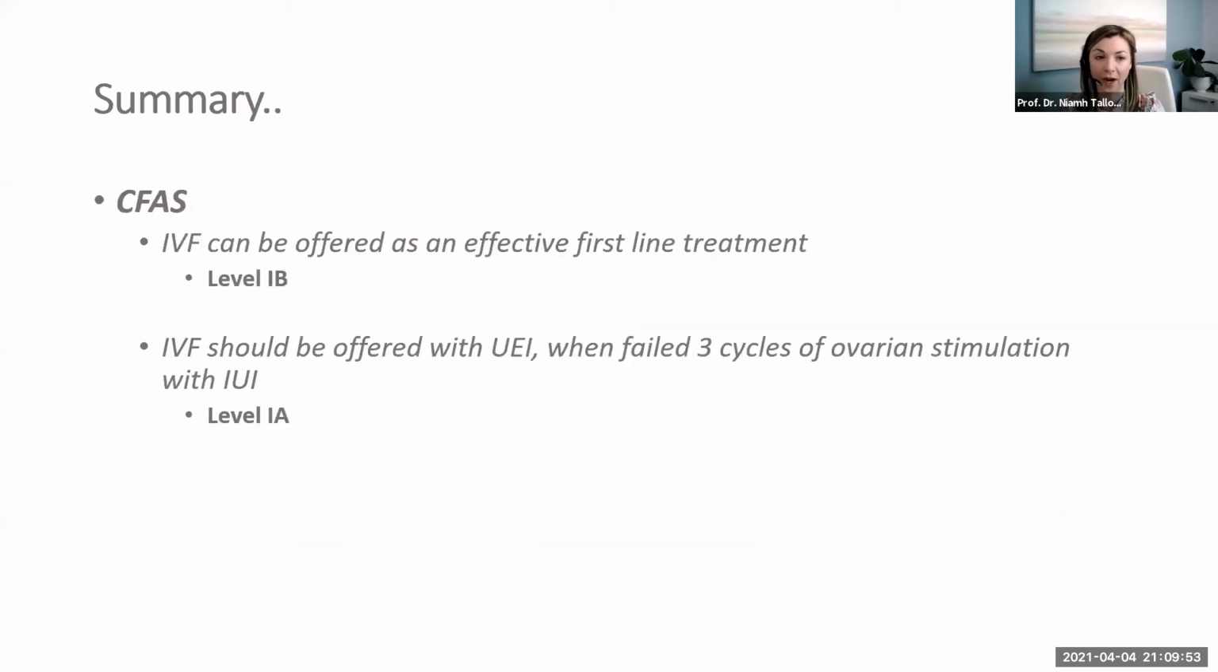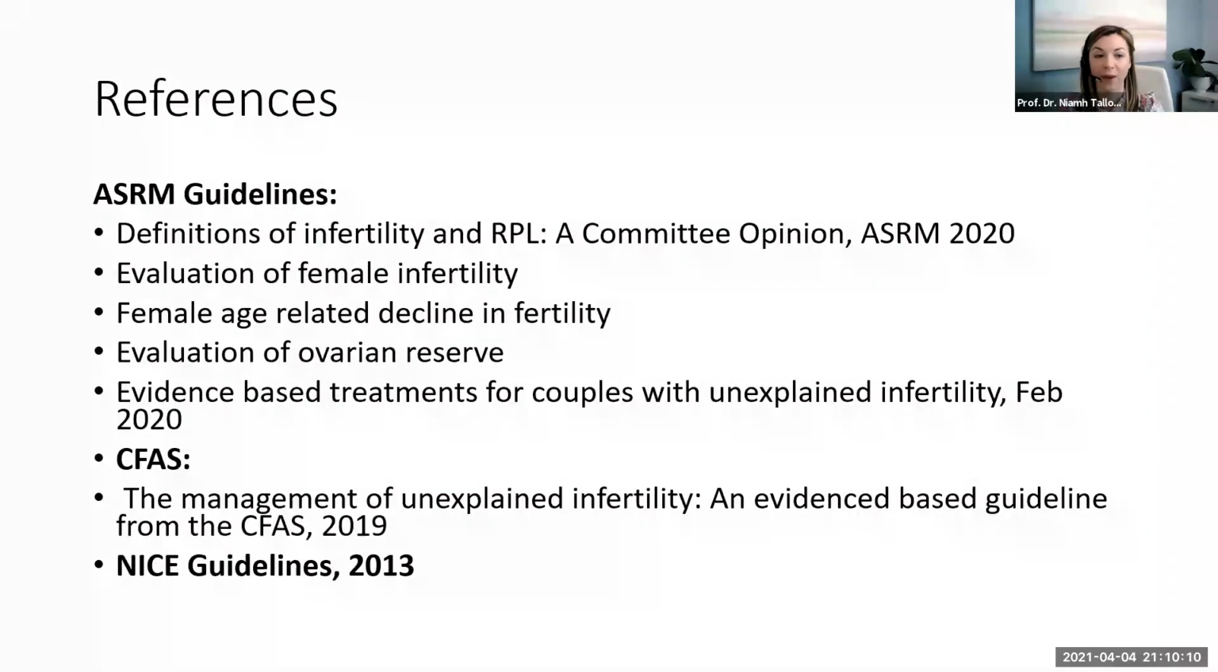In Canada, IVF can be offered as an effective first-line treatment. Certainly it would be considered over the age of 38 as a reasonable first-line choice in the US as well. And IVF should be offered with unexplained infertility after failed ovarian stimulation and IUI. And so I've put in the guidelines that I've used.